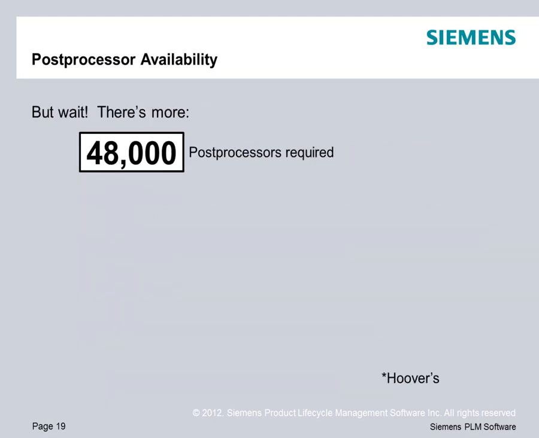But wait, there's more. Of those 48,000 post-processors required, we've already mentioned that your shop has unique requirements and unique ways of doing business that no other shop has. I've worked in the post-processor business for quite some time, and I've never been able to take a post that worked perfectly well in one shop, deliver it to another shop, and have it work perfectly well there. They always want changes or modifications. Every shop is unique, and one of the ways you express that uniqueness is through the code that you use at the machine tool.